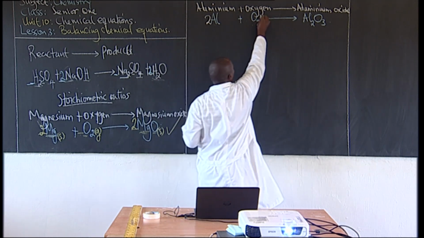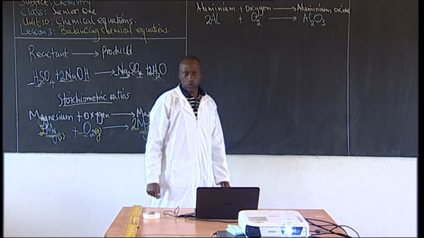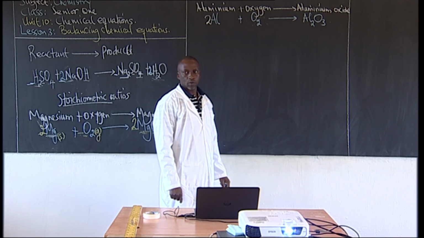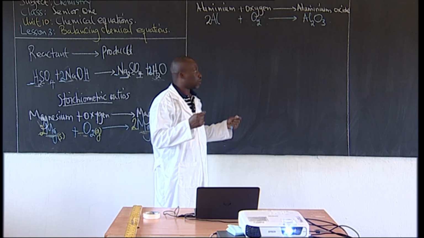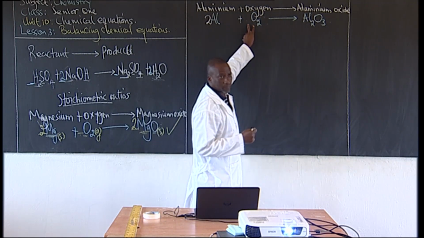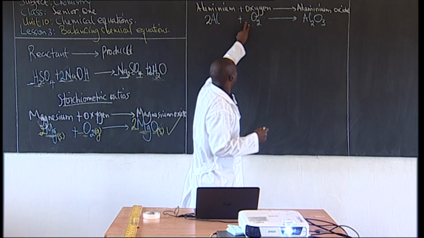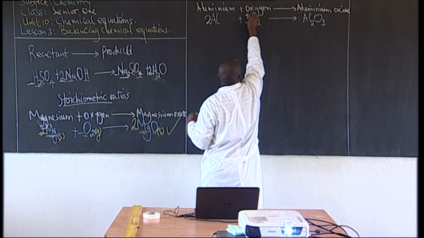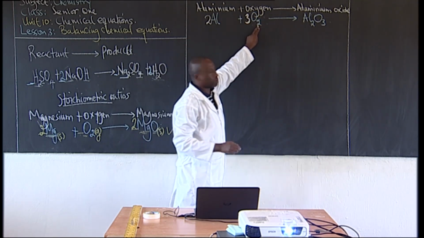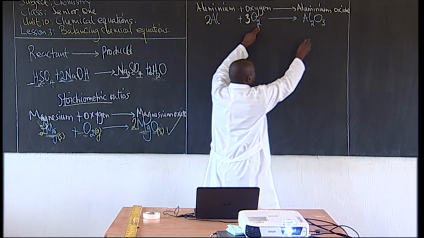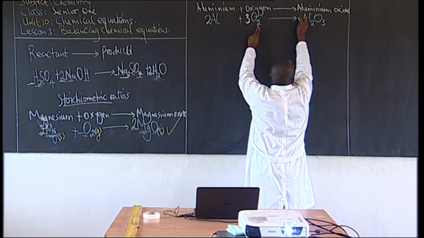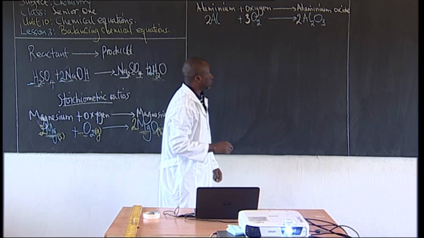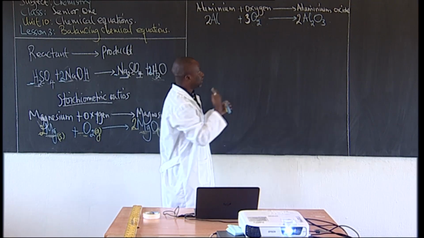Are we going to put another oxygen here? No. We are not going to put another oxygen. We can't add another oxygen. So we're just going to look for a value. If we multiply, for example, this oxygen by 3, if we put a 3 here, the oxygens will become 6. What about here? The oxygens are 3. So if we put 2 here, the oxygens will be 6. Now that means we have balanced the oxygen.